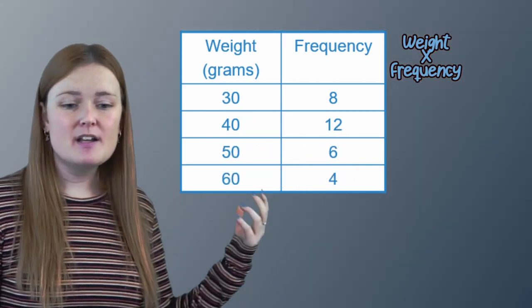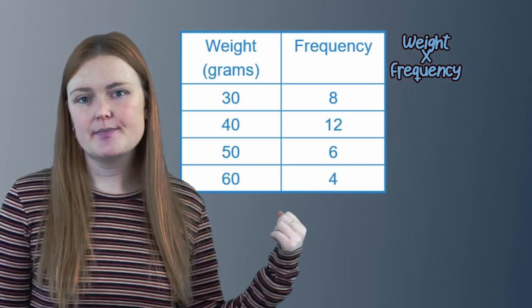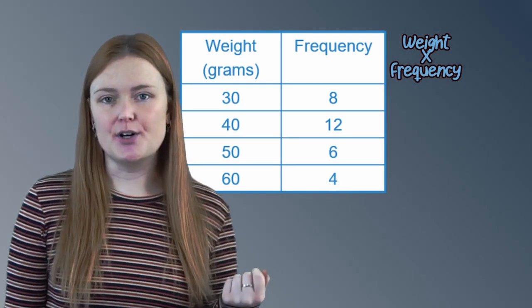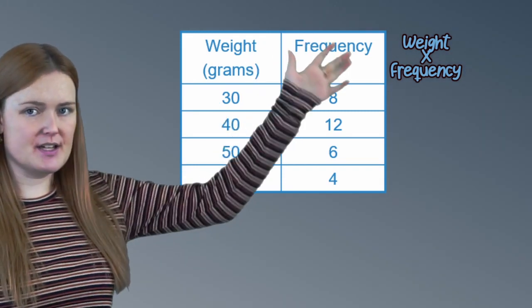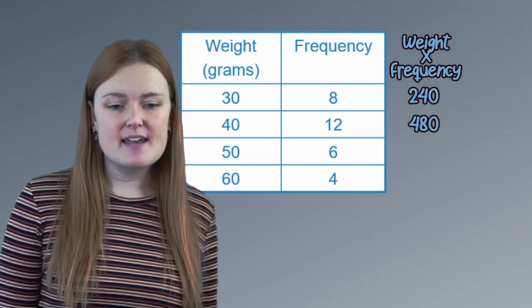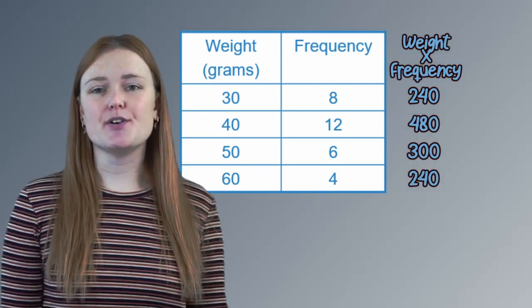For the second one, I'd say 40 times 12. Third one, 50 times 6. And fourth one, 60 times 4. So I can fill those values in on my table. So I get 240, 480, 300 and 240.